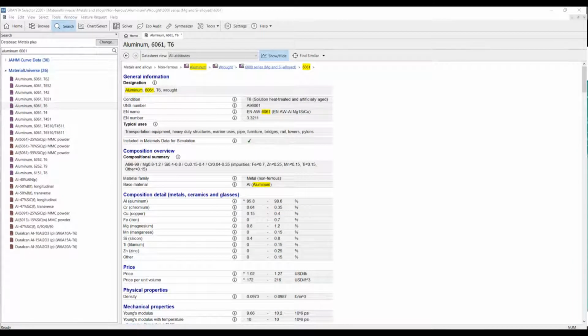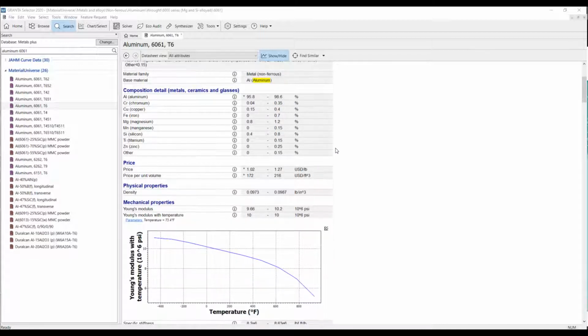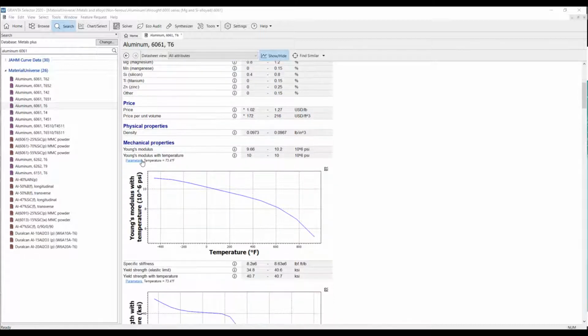Here I have the material universe data sheet for a specific grade of aluminum 6061. And as we scroll through the sheet, you can see all the different categories of material information available for this aluminum. So starting here, we have general information, which says what kind of heat treat is on this aluminum, as well as different uses for this specific grade of aluminum. Then we have composition information, which walks through all the chemical composition of the aluminum. Then we have price, physical properties such as density, and mechanical properties.